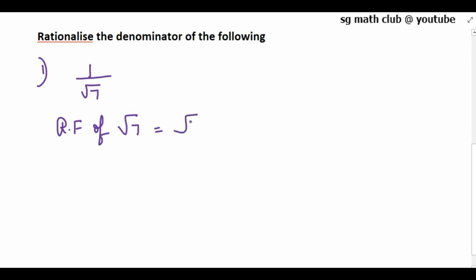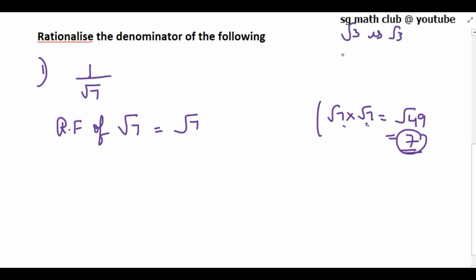We know it is root 7 only, because root 7 into root 7 is the square root of 49, which is equal to 7. So we got a rational number. Each one is the rationalizing factor of the other. So the rationalizing factor of root 7 is root 7, or the rationalizing factor of root 3 is root 3 only. The rationalizing factor of root 4 is root 4 only. In general, the rationalizing factor of root A is root A.